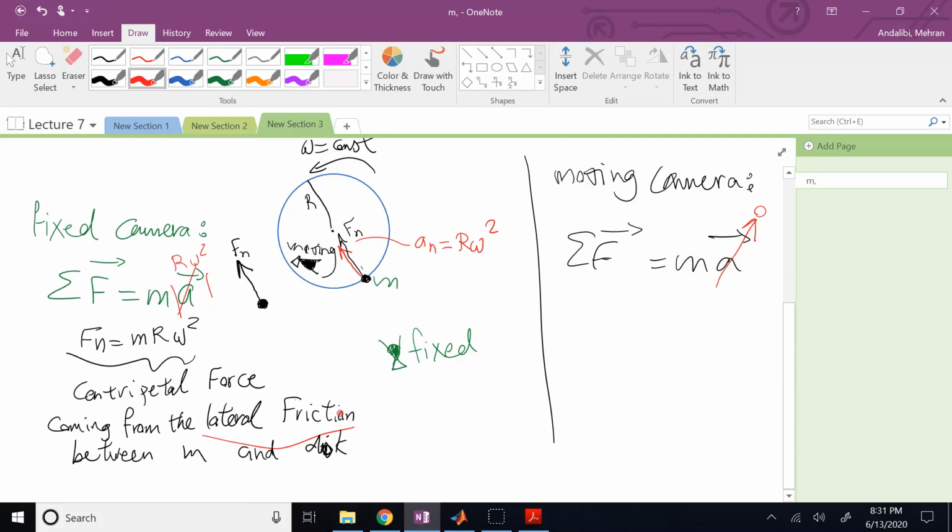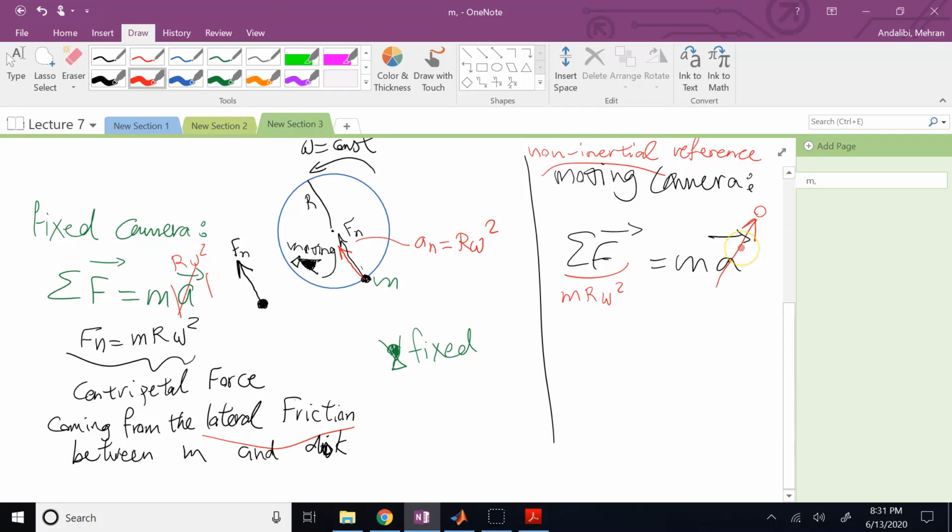So how can it be that there is some force? This guy is still m r omega squared in magnitude, but there is no acceleration. So there is force, no acceleration. How can it be? That's where, because this moving camera is what we call a non-inertial reference, a non-inertial reference or observer, it cannot validate the second law of Newton.